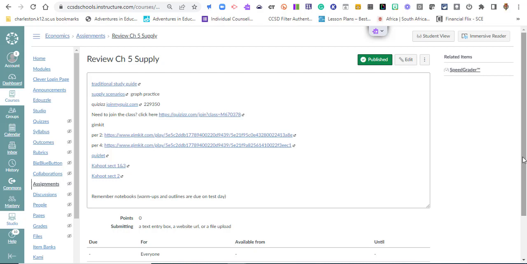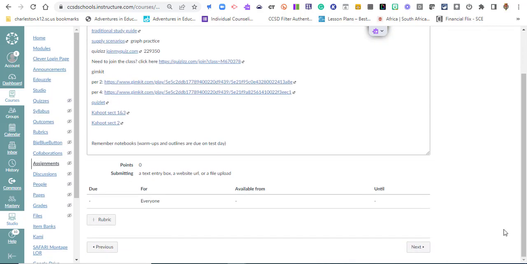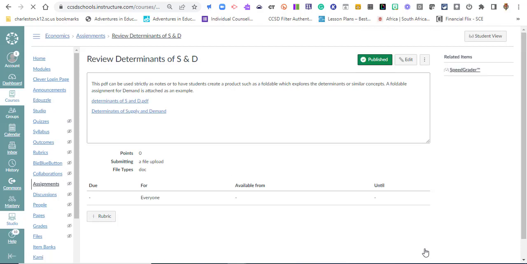So reviewing chapter 5 on supply, this is all available for my students. There is a traditional study guide, there are scenarios and graphing practices, there's quizzes, Quizlet, and Kahoots for them to practice on. I find with the number of absentee students that we have, having these available to them when they're at home is a great advantage.